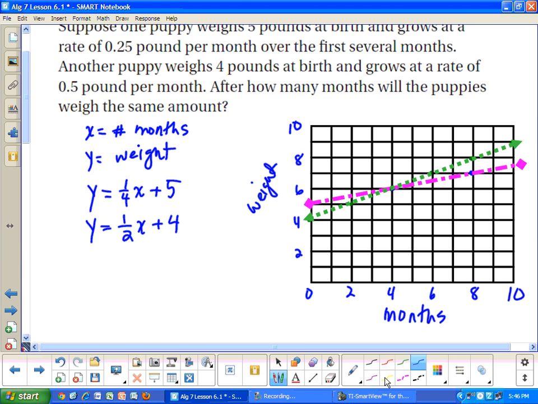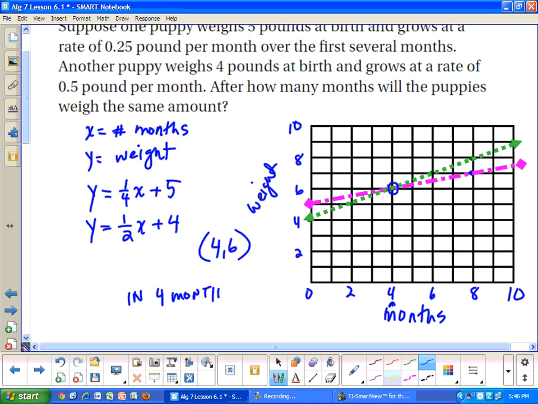And if you notice, the two puppies both weigh 6 pounds at 4 months. So that is the common solution, and we can represent that with the ordered pair. But what that really means is in 4 months, they both weigh 6 pounds.